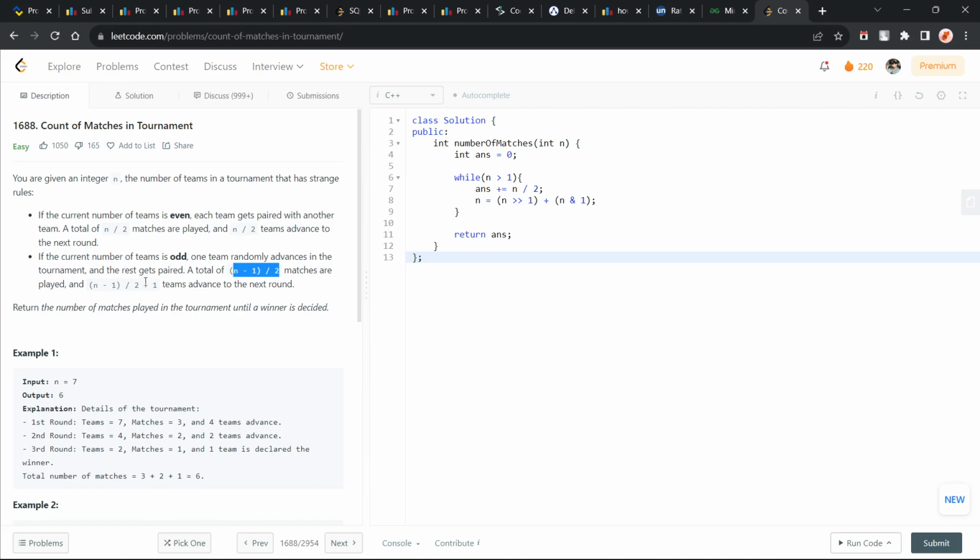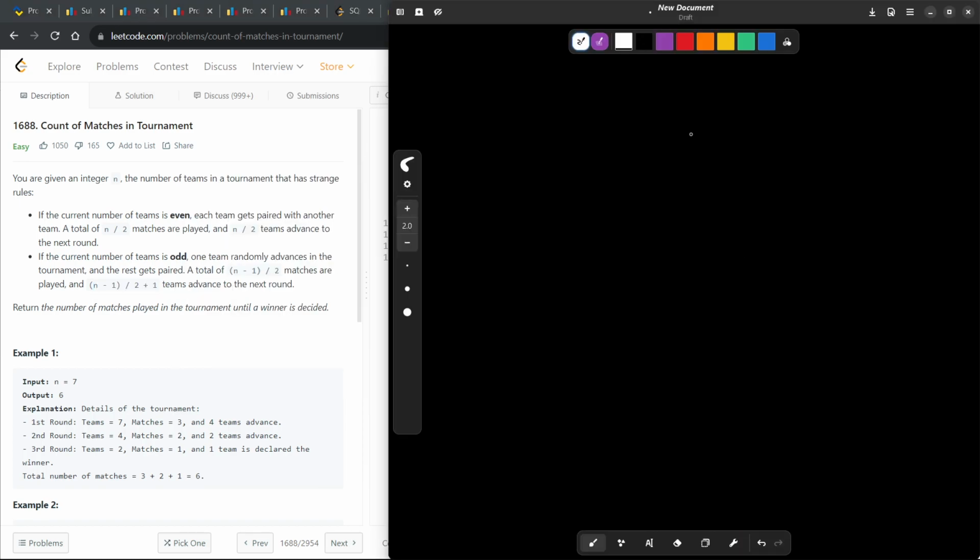Now as for the number of teams, this n by 2 is here and here we have n by 2 plus 1, right? So what I am trying to say is, let's say I have an odd number 5 and I do (5 minus 1) by 2. This is going to be 4 by 2 and that is 2. If I do 5 by 2 directly, it is going to be 2.5, and since I am talking about the floor value, I can take 2. So the value is the same in both of the cases, right?